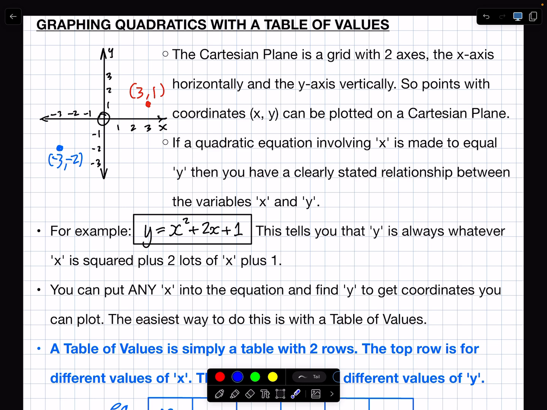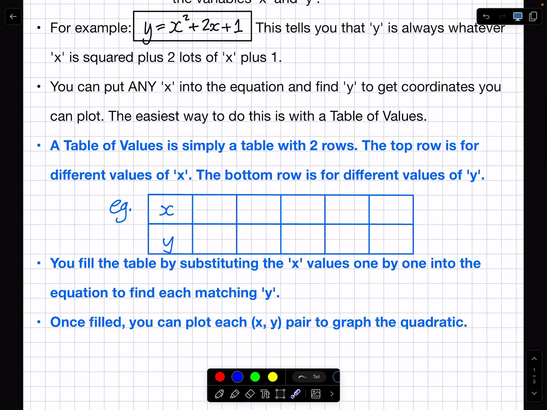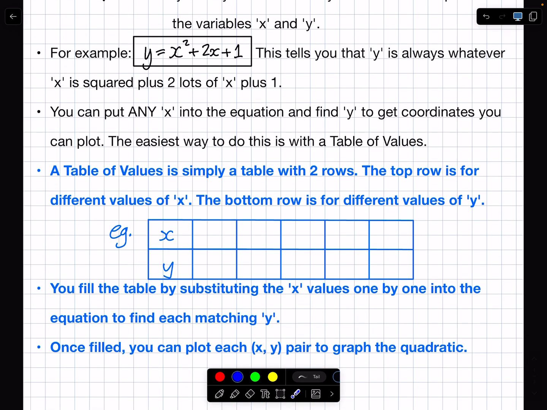The easiest way to do this is this thing I said called a table of values. So this is where you should start getting information down. A table of values is a table with 2 rows. The top row is for your x. The bottom row is for the different values of y. And then you fill the table in by substituting x one by one into the equation to find y. Once you've done that, you can plot the points, x and y, x and y, x and y, like you did on the Cartesian plane. I'll give you time. You get that blue chunk, and then we're on to the example straight away.